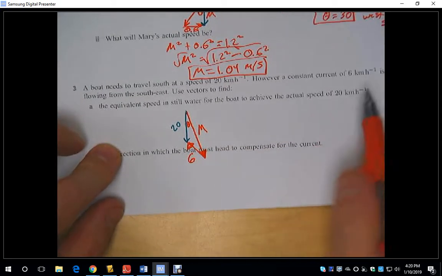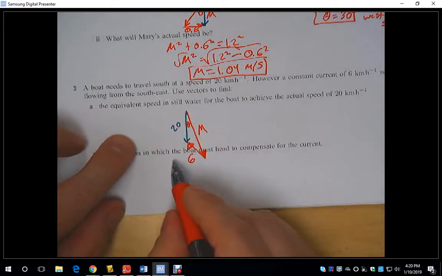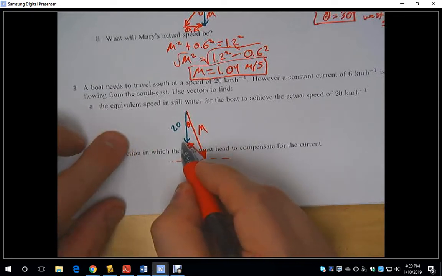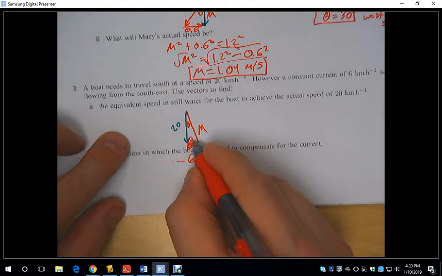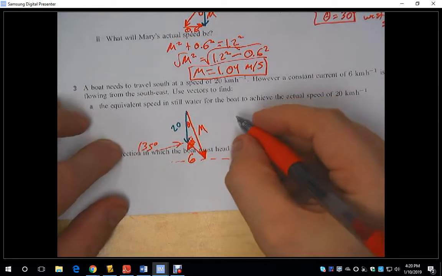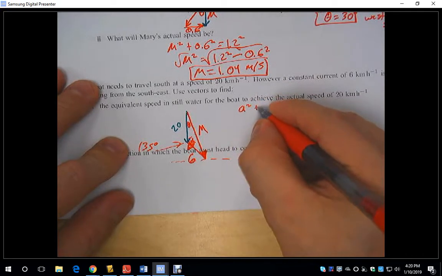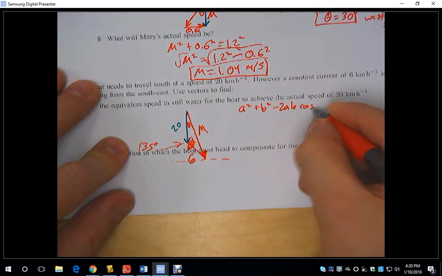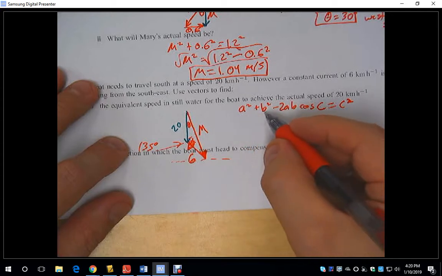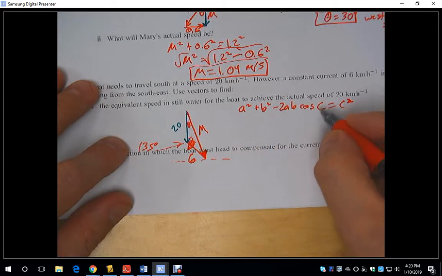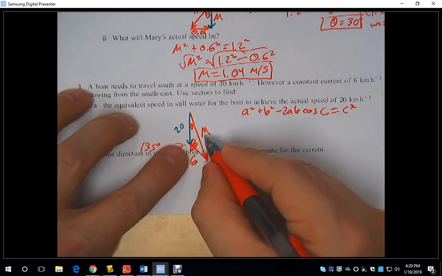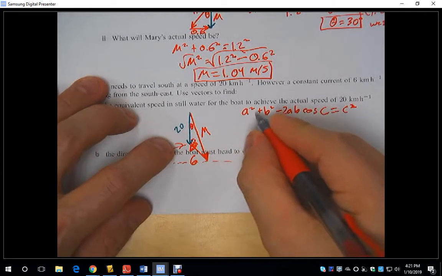But by inspection, if I know that this current is flowing from the southeast, then this angle here is 45 degrees, which would mean that this angle here is 135. Maybe I should have just pointed out that this is 135 degrees. So now we can use the law of cosines. You recall the law of cosines is a squared plus b squared minus 2ab cosine c equals c squared. Length a is always opposite angle a, b is always opposite angle b, and angle c is opposite length c. So we're going to make this angle c, which means this is length c. And a and b are interchangeable because we're adding them.